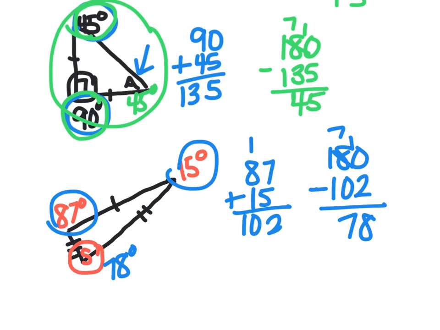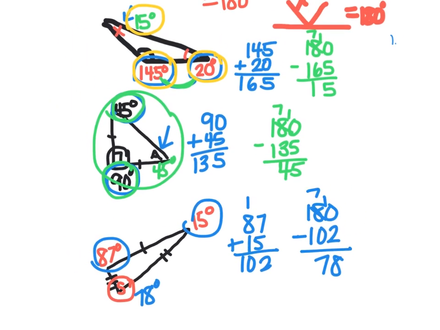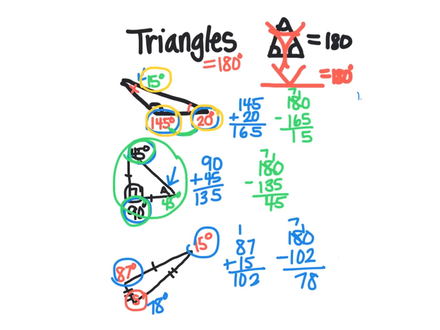For today's homework, you are going to be finding the missing angle of a triangle. Remember the steps, knowing that a triangle equals 180 degrees. To find the missing angle, you're going to add up the angles that you know and then subtract that total, or sum, from 180. That will leave you with the missing angle. All three angles, when added, should equal 180 degrees.